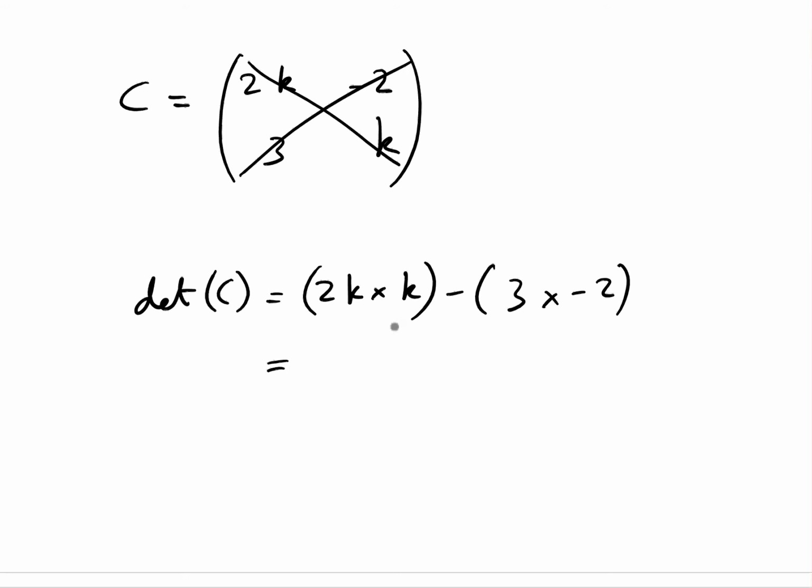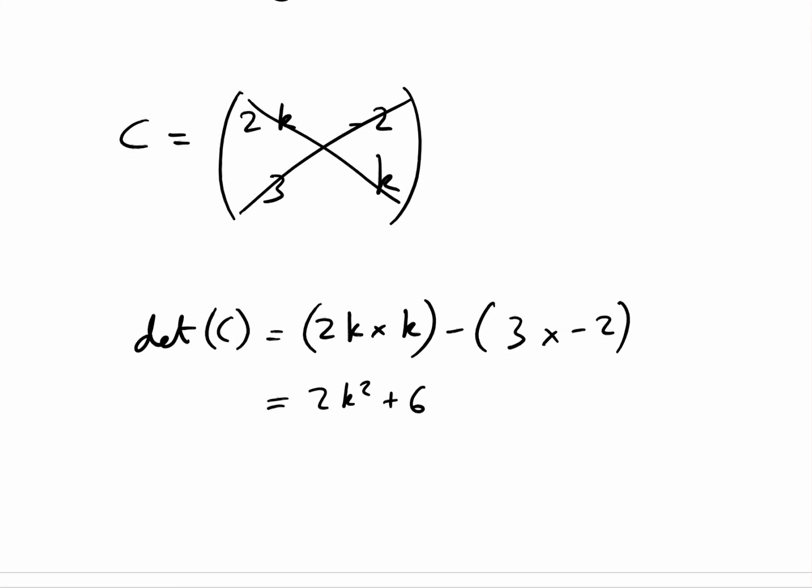Do a little bit of simplification. You've got 2k times k, that's 2k squared. Take away 3 times negative 2, that's minus 6, but we're taking that away, so it's take away negative 6, that's the same as adding 6. And that is the determinant. We can't do anything else with that. We could have, I suppose, taken a 2 out, but there's really no need. That is the determinant.